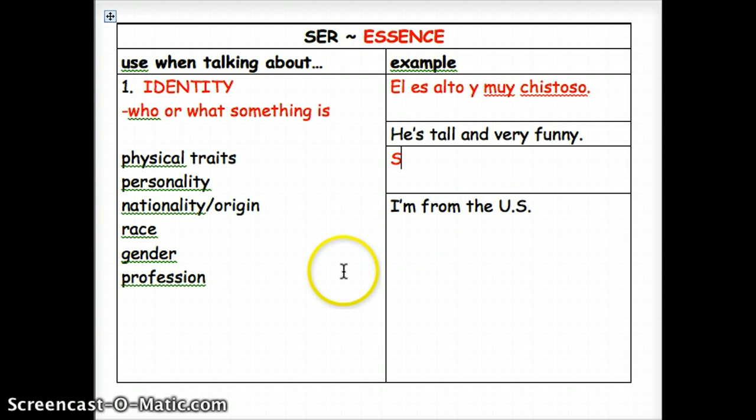I'm from the US is an example of nationality or origin. Wherever you were born, that's where they see you are from. Soy de los Estados Unidos.